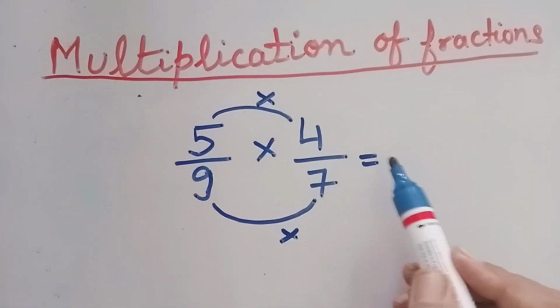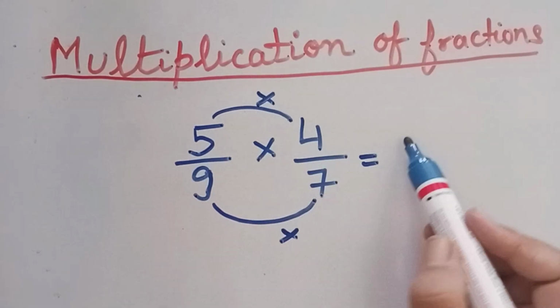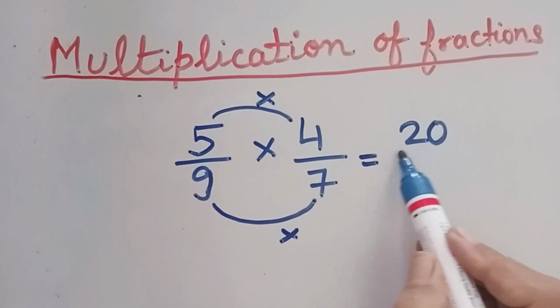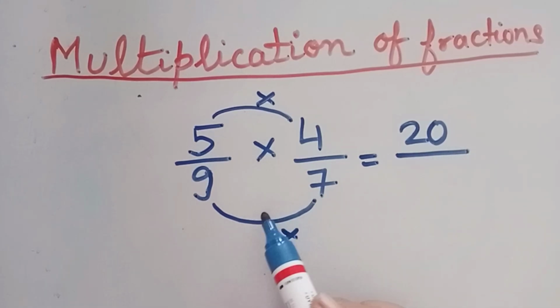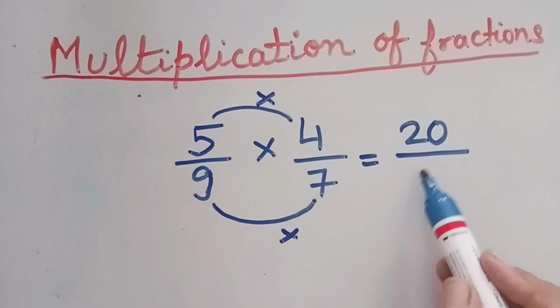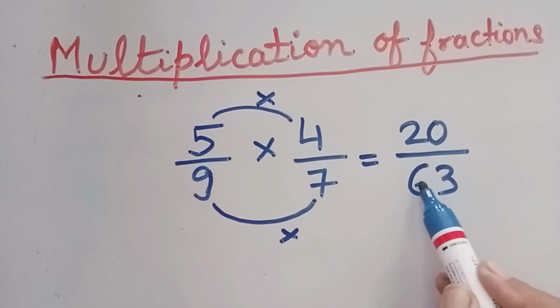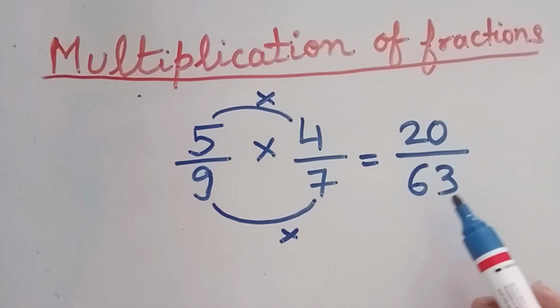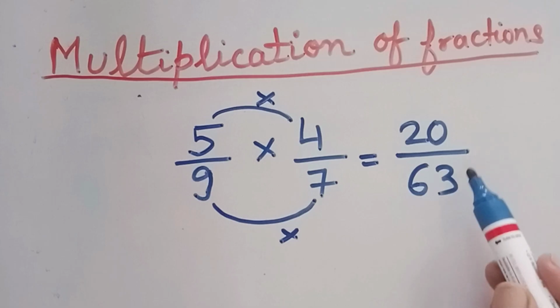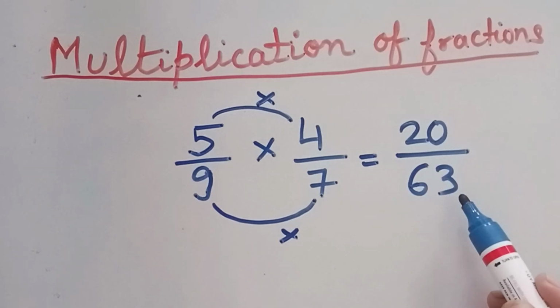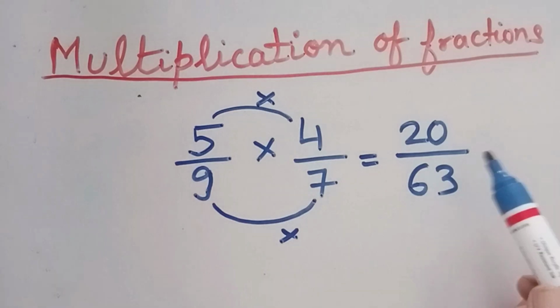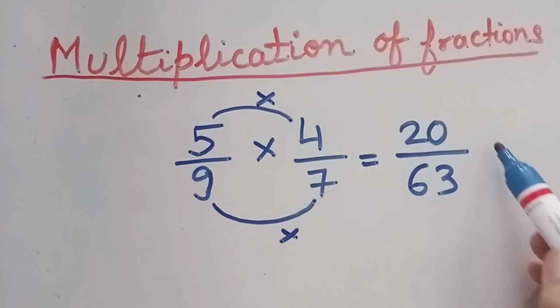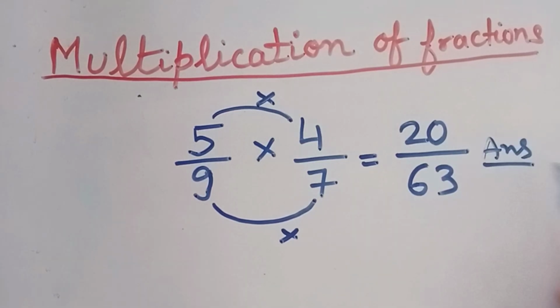So let us multiply. 5 4s are 20. Now we will put a divide sign and now we will multiply the denominator. 7 9s are 63. Now we are getting the fraction 20 by 63. Now we will see if this can be simplified. Now this cannot be simplified further. So 20 by 63 is the answer.